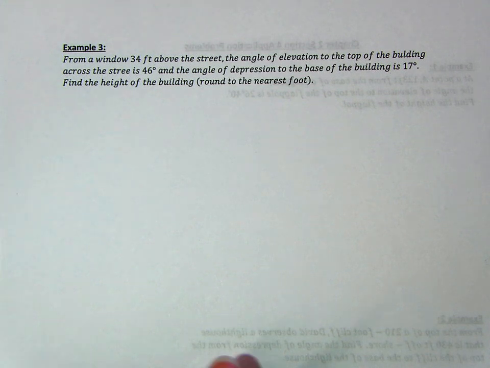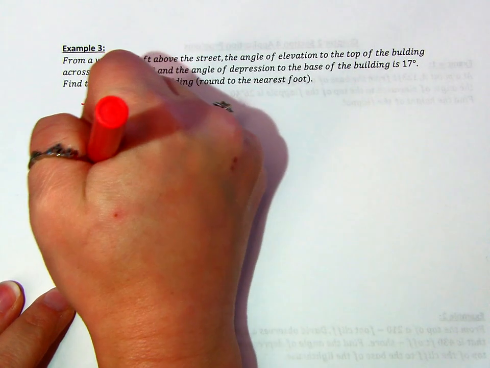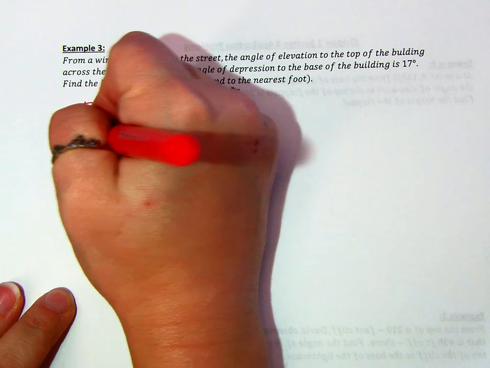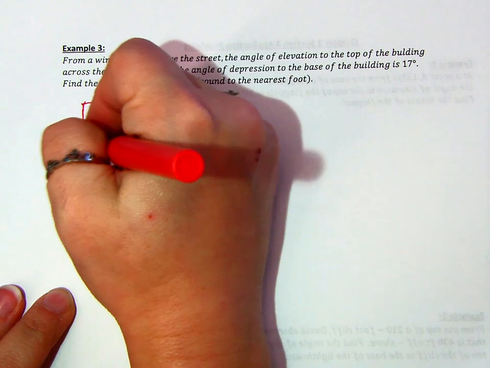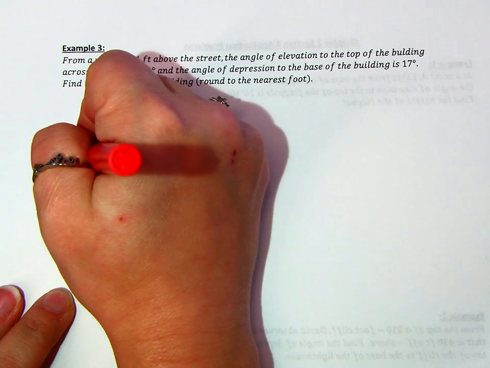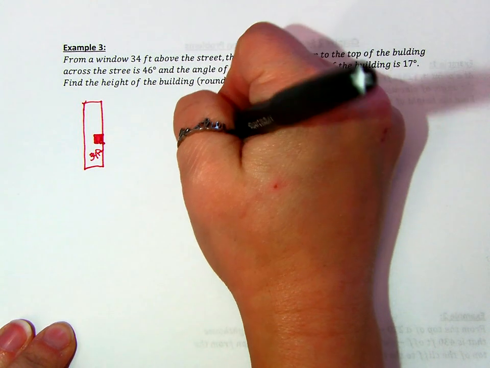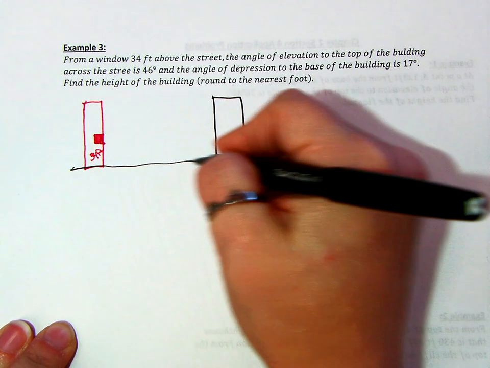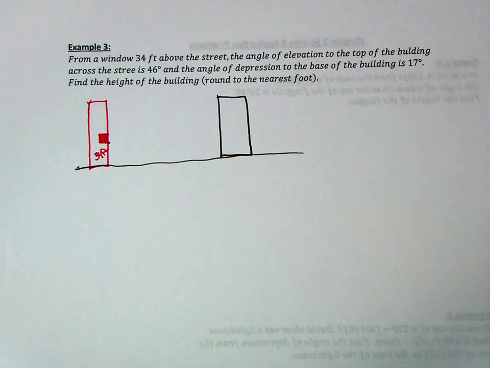So we start off with the fact that we live in this building, and we have this nice window right here. This window is 34 feet off of the ground. That's what it says, 34 feet. From that, we have another building across the street. That's what it tells us. That is a really bad 34, so let me write 34 over here. 34 feet.